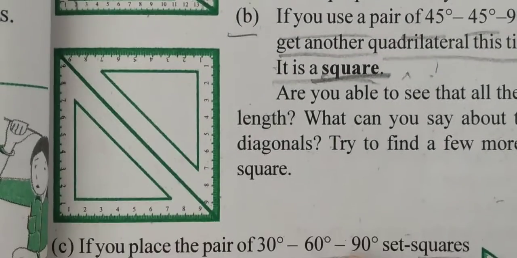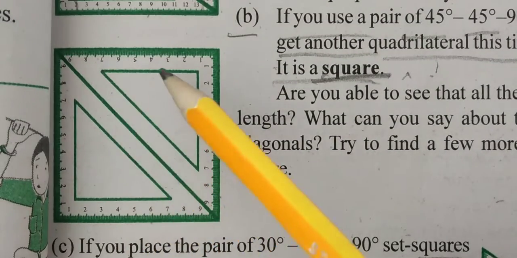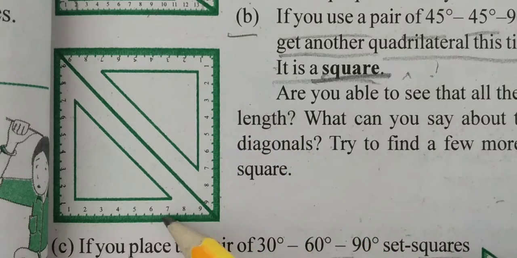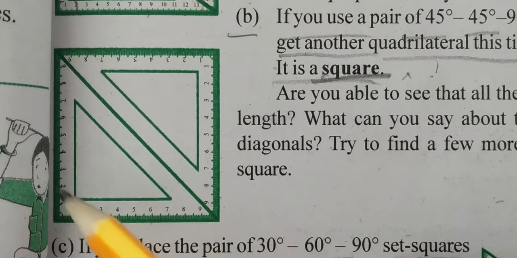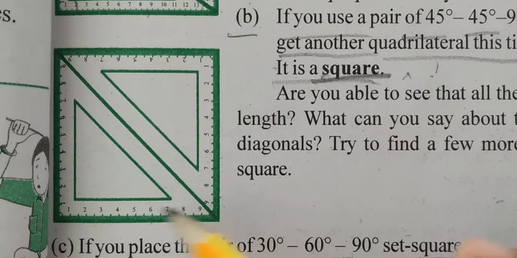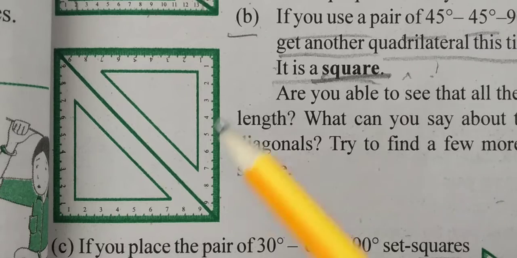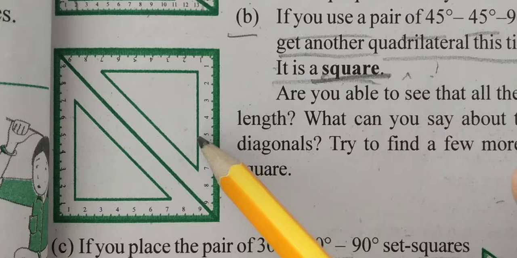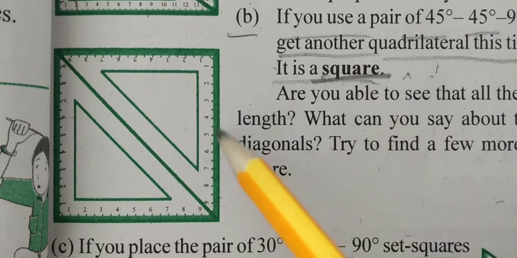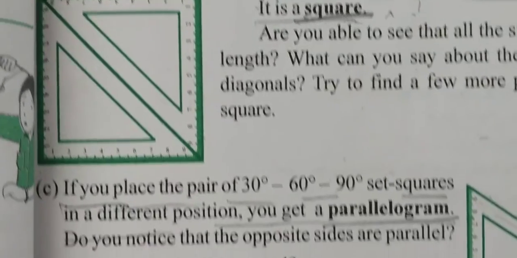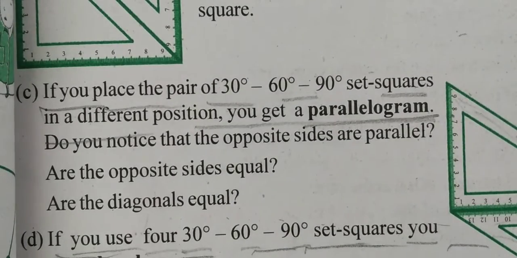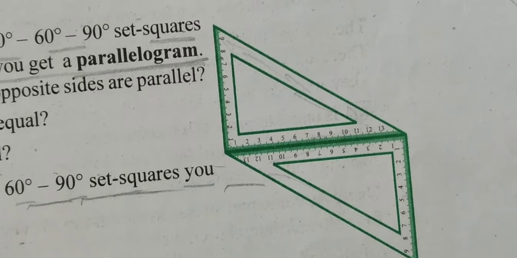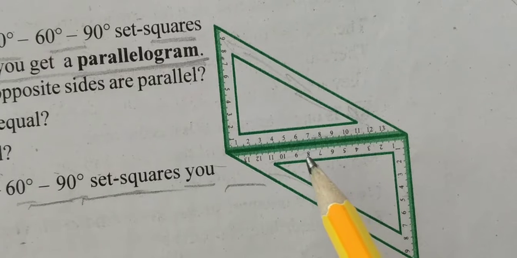Now we move on to the next figure, and here you can see all the sides are of equal measure. Not only are all the sides of equal measure, even the angles are 90 degrees, that is, they are right angles, and such a figure is called a square. It's again a quadrilateral, and the type of quadrilateral is square. We move on to the next one, a parallelogram which looks like a rectangle.